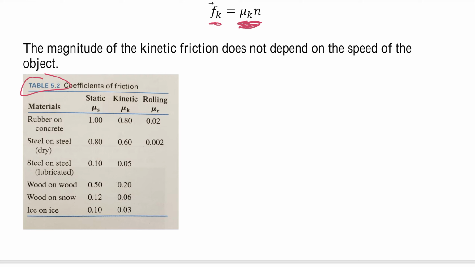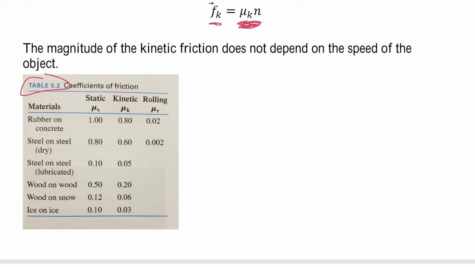Steel on steel lubricated, that would be like if I had oil in between these two steel parts that were rubbing, then you would be looking at this one. Wood on wood, so a wood block being pushed on another wood block or something, you would use this one. Wood on snow, so if you had a wooden sled and you were trying to push it but it wasn't moving, or then it broke free and it was moving, then you would use that. A block of ice on another, like a skating rink or something, then you would use this, okay? So this chart is going to be referenced for problems that would involve these.